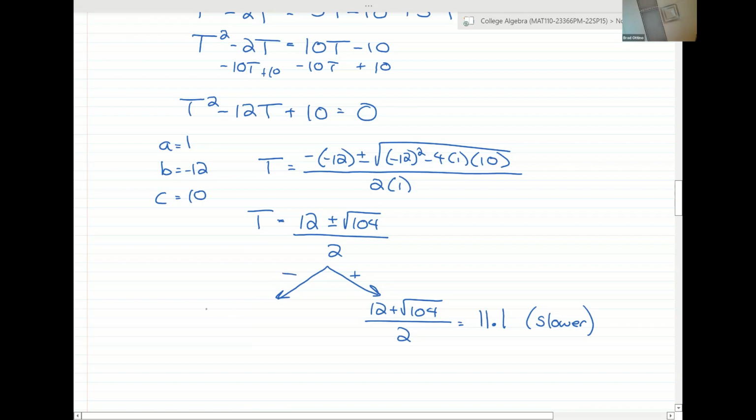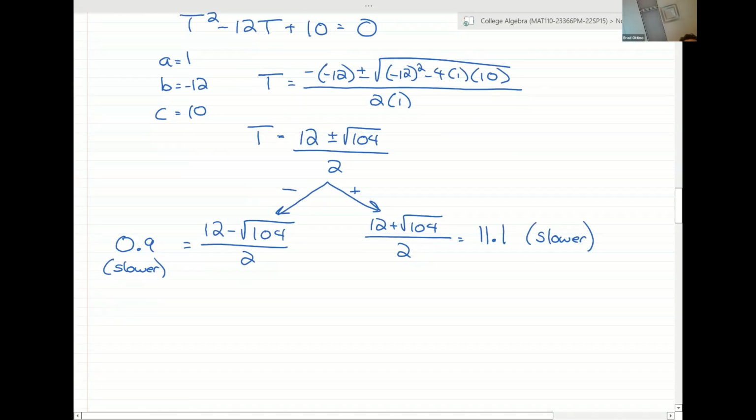If you were to subtract, you get 12 minus the square root of 104 divided by 2, and that'll come out to be 0.9 for the slower chef. One of these doesn't make sense. Because if you remember, the slow chef's time is t, and we said the faster chef was t minus 2.